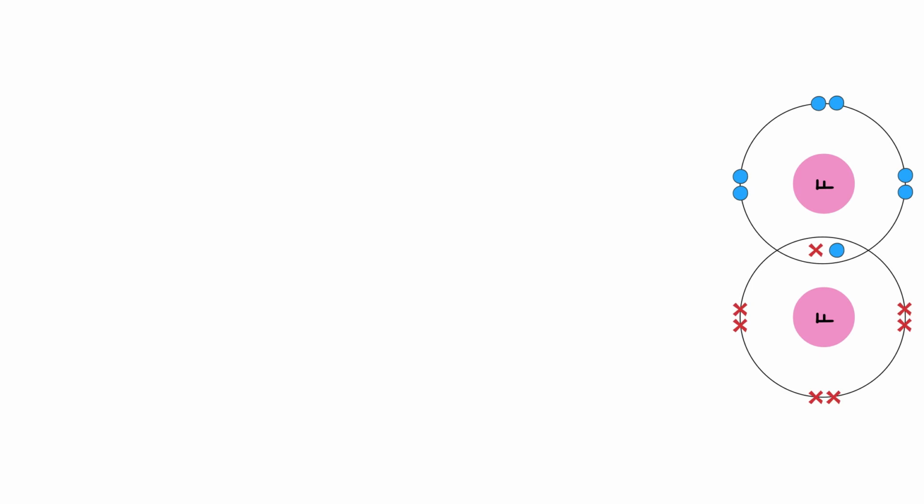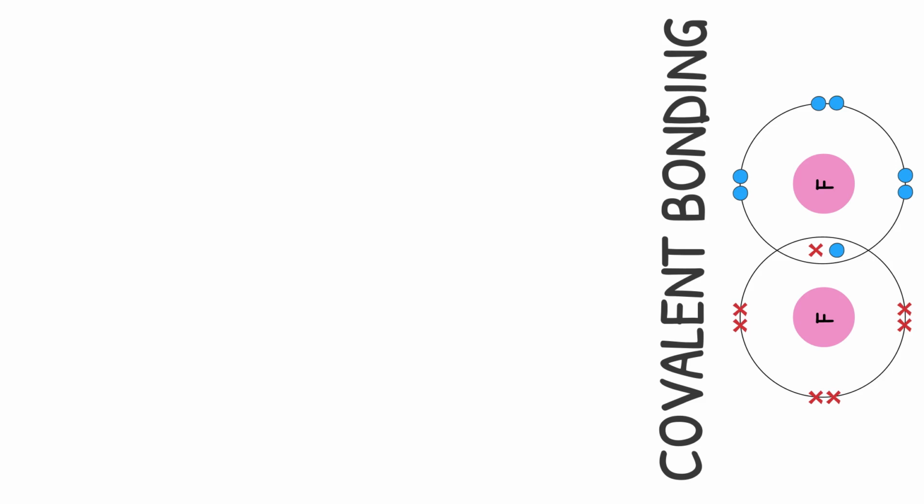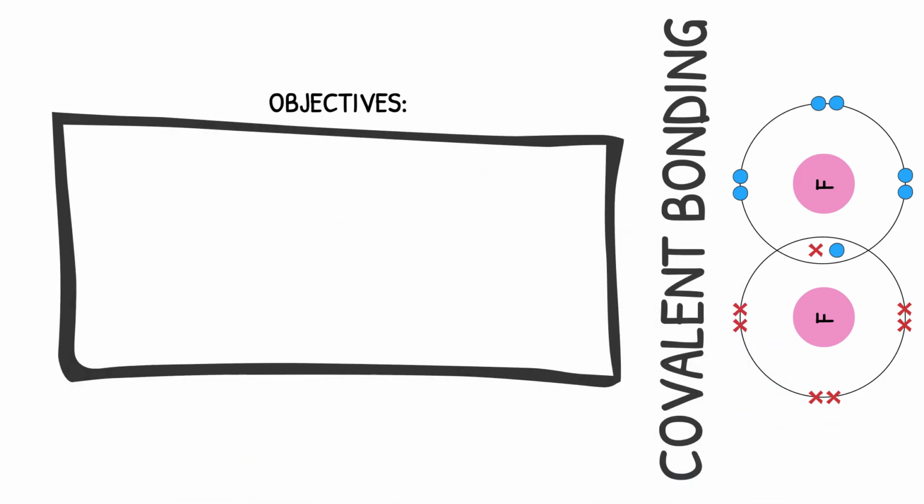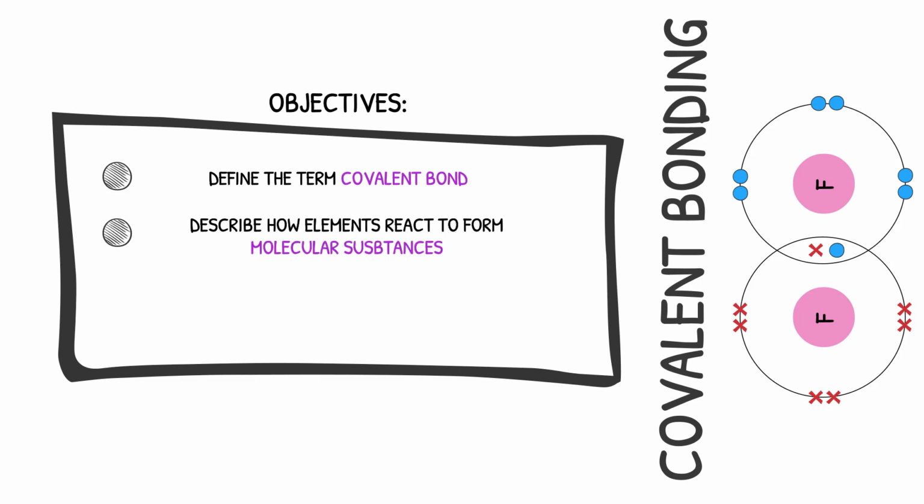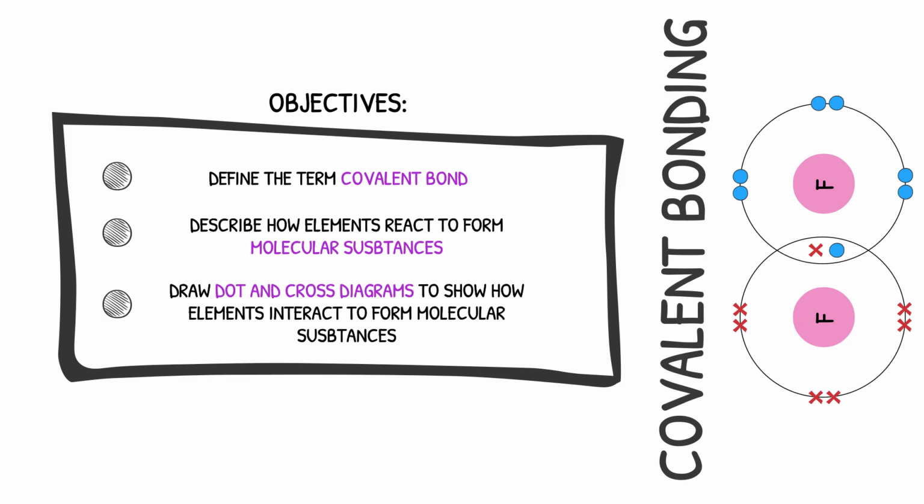In this video, we are looking at covalent bonding. By the end of this video, you should be able to define the term covalent bond, describe how elements react to form molecular substances, and draw dot and cross diagrams to show how elements interact to form molecular substances.